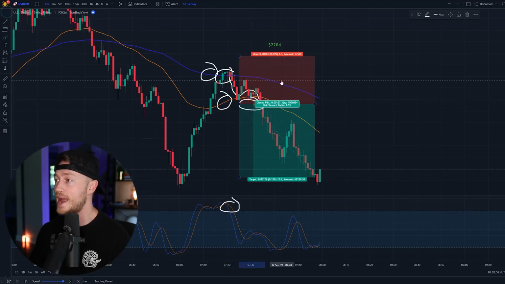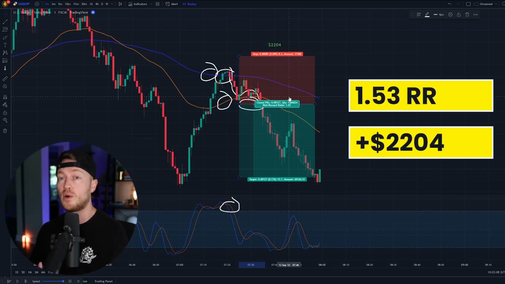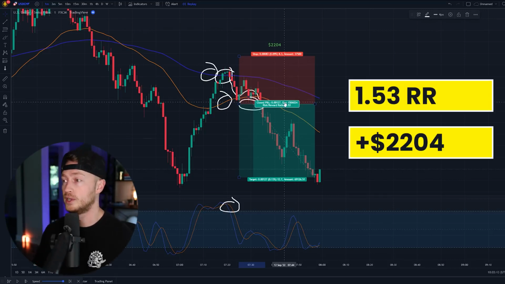You could see a banger 8.3 pip stop loss, a 12.7 pip take profit, and I hit that take profit, a 1.53 risk reward ratio, $2,204. Let's keep this thing rolling. Let's go into my next trade.